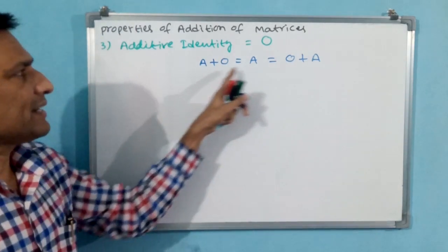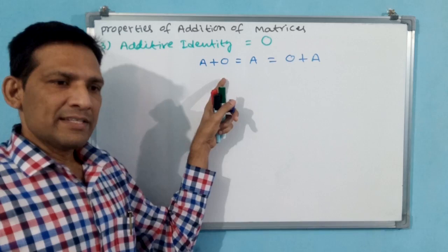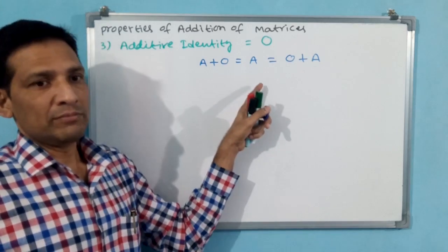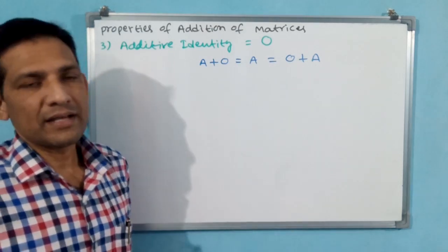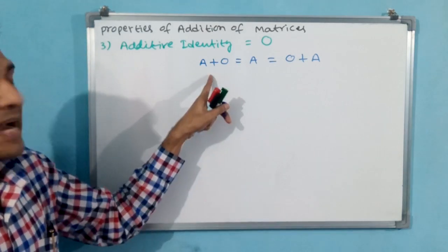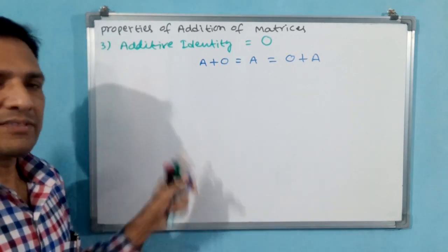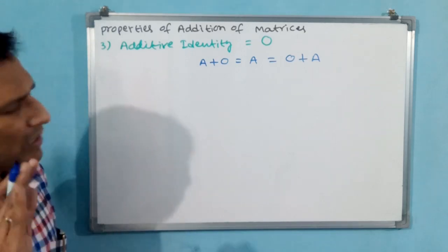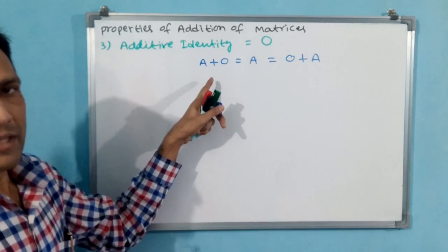That means the same matrix has to come. If you add any other matrix to a matrix, and the same matrix comes out, then that matrix is called the additive identity. Why? Because it is addition. If you multiply and the same matrix comes, it's the multiplicative identity. But we have not gone for multiplication yet. We are in addition only.